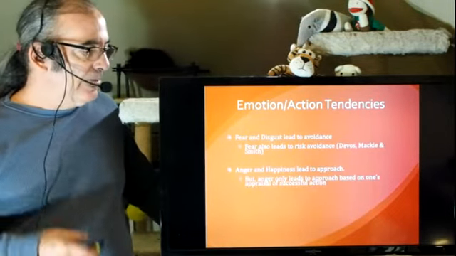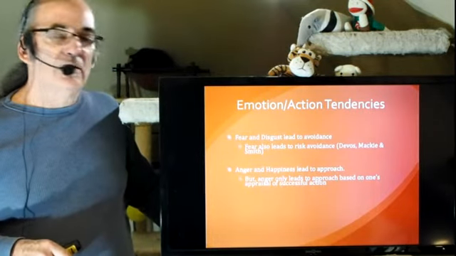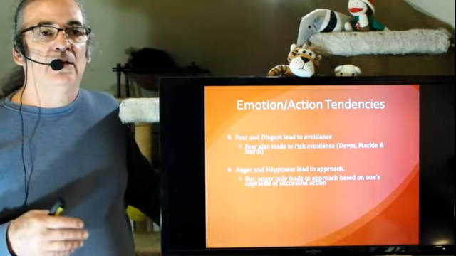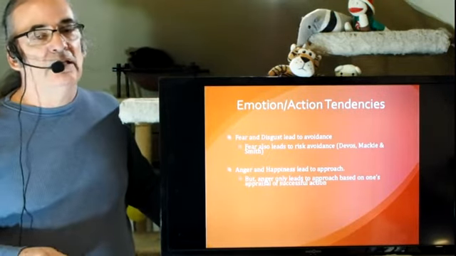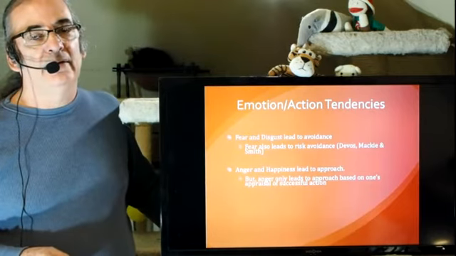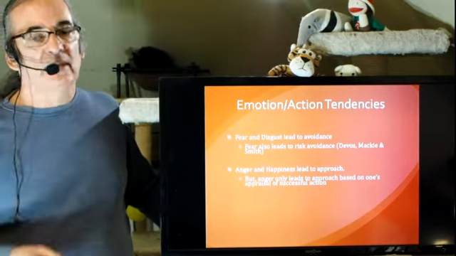But anger only leads to approach based on one's appraisal of successful action. So I may not approach if I'm angry. I may not approach the boss with my anger if I feel that I might get fired, right? So if there's risk to my anger display, and this is people who can think through it.